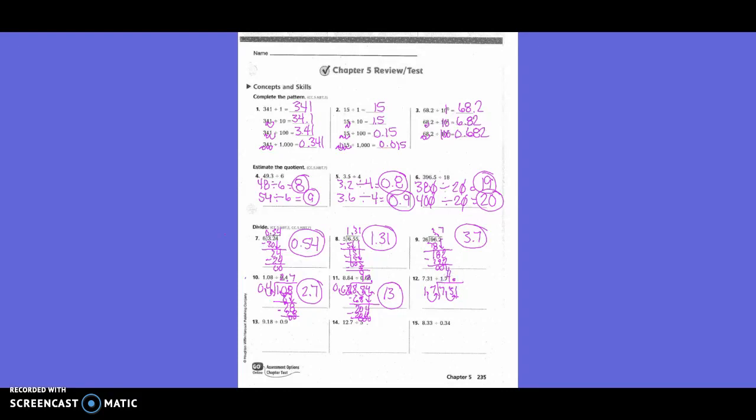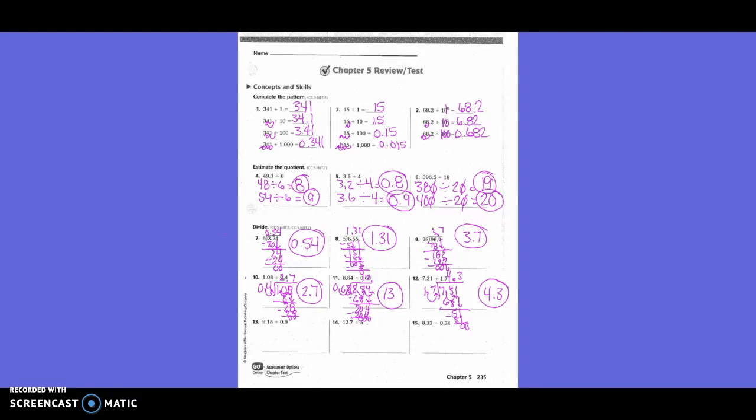Mentally, 4 times 7 is 28, so I put in 8. Carry the 2. 4 times 1 is 4, plus 2 is 6. So 73 minus 68 is 5. And then I bring down my 1. How many times does 17 go into 51? 3 times. 3 times 17 is 51, and I have nothing left over. So my answer is 4 and 3 tenths.